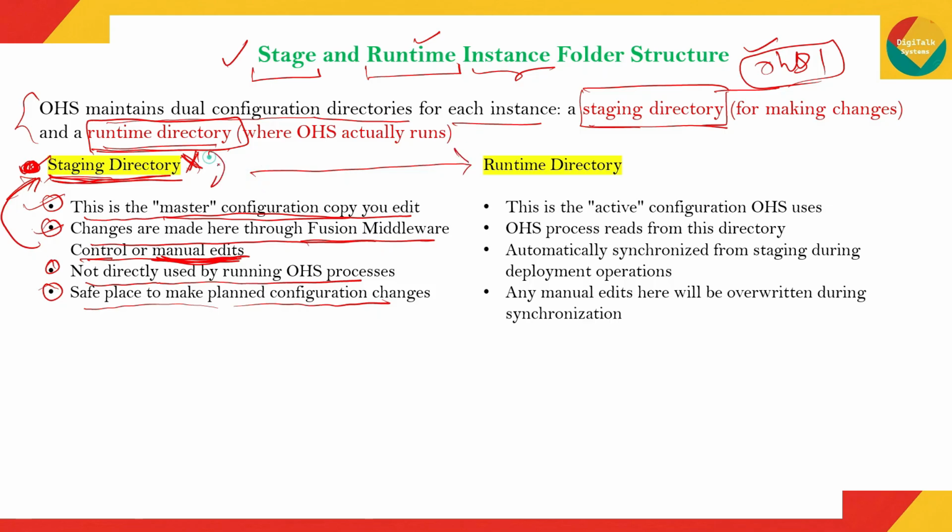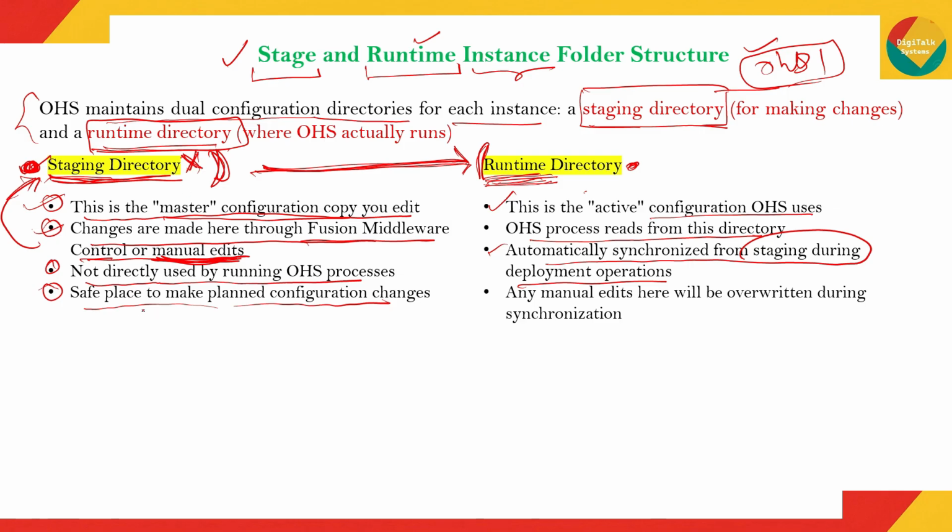So the staging directory contents and your runtime directory contents are the same. It is a copy. Whatever content you have in the staging directory, all the content you will see in the runtime directory. Okay, and it is very clear from the name as well, runtime. That means OHS uses this directory's configuration files at runtime when you are starting it, right? So this is the active configuration of OHS. OHS processes read from this directory, automatically synchronized from the staging directory during deployment operations.